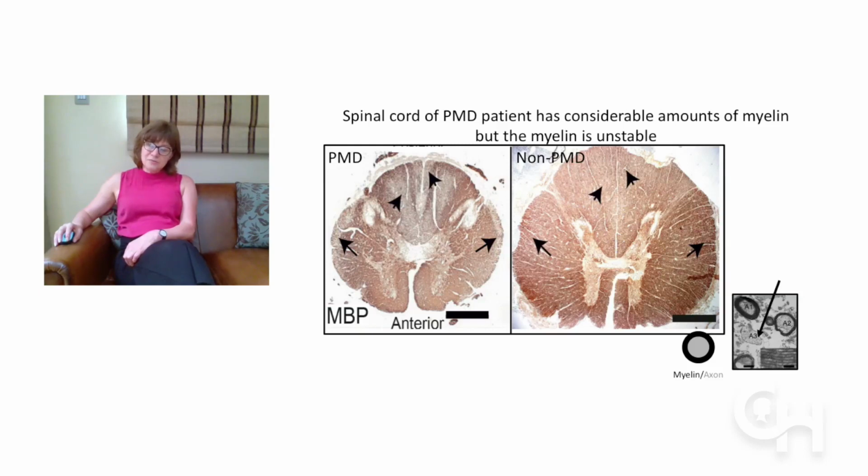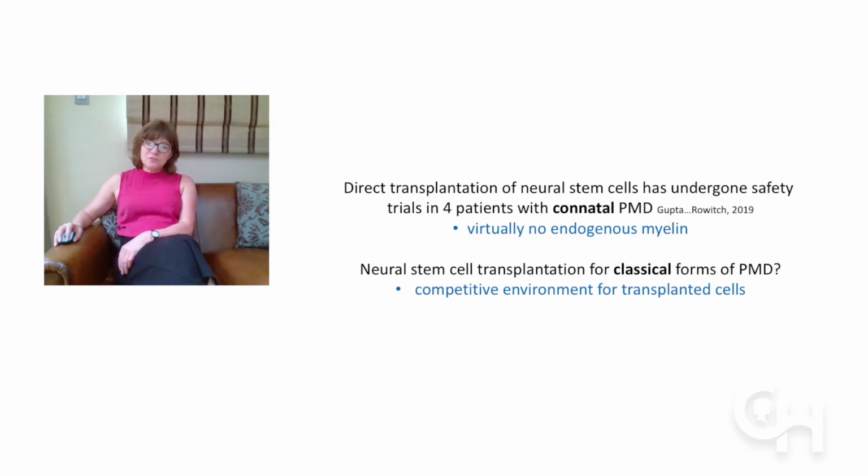So as you will know, direct transplantation of neural stem cells has undergone clinical safety trials in 4 patients with connatal forms of Pelizaeus-Merzbacher disease. And we wondered whether this approach might also be suitable for patients with classical forms of Pelizaeus-Merzbacher disease. But bearing in mind that patients with connatal forms of the disease produce virtually no myelin in the first place, whereas, as I've just told you, our patients produce rather a large amount of myelin.